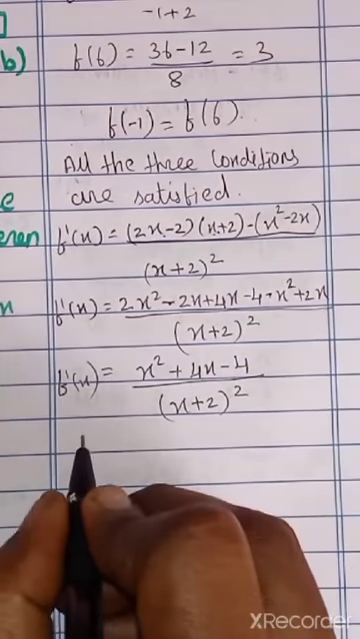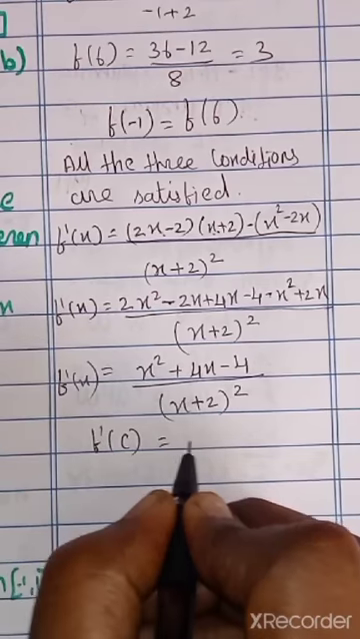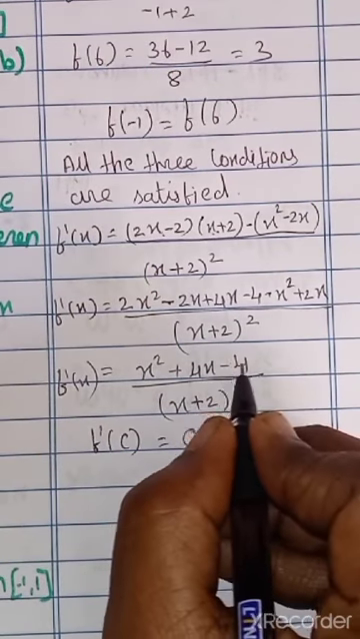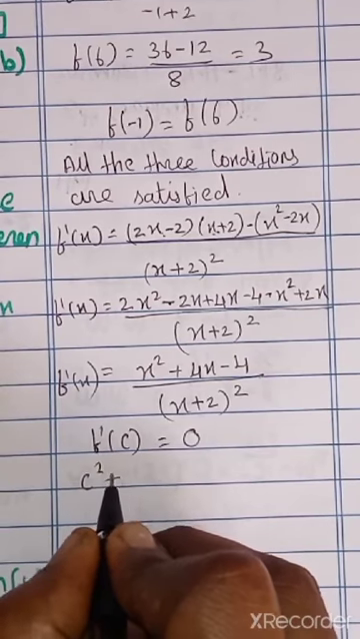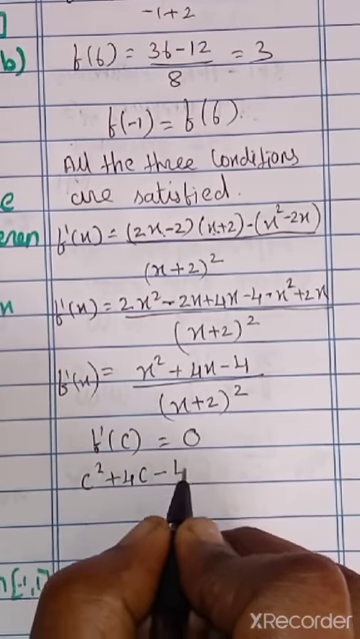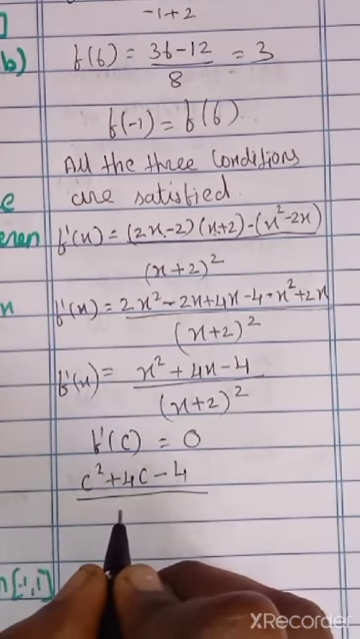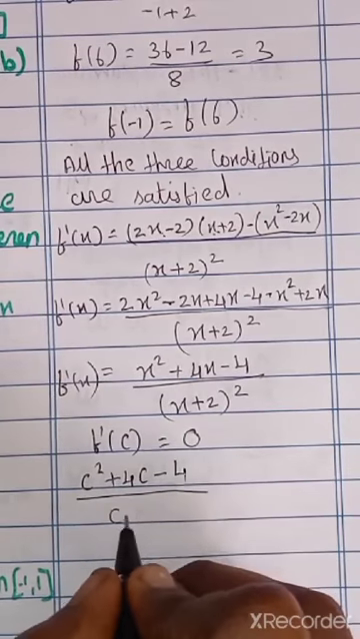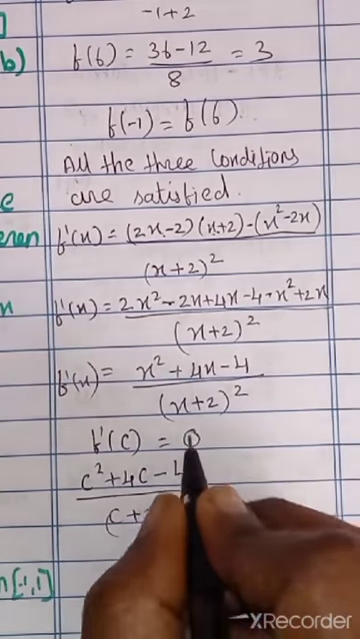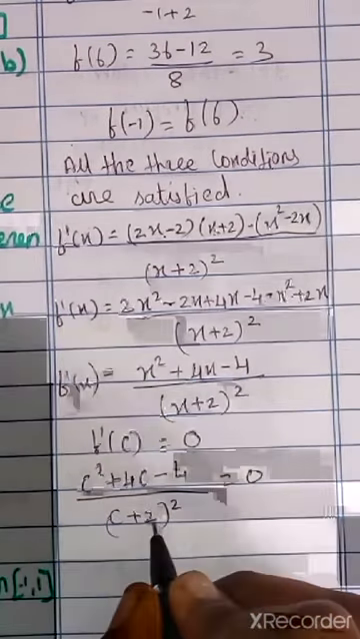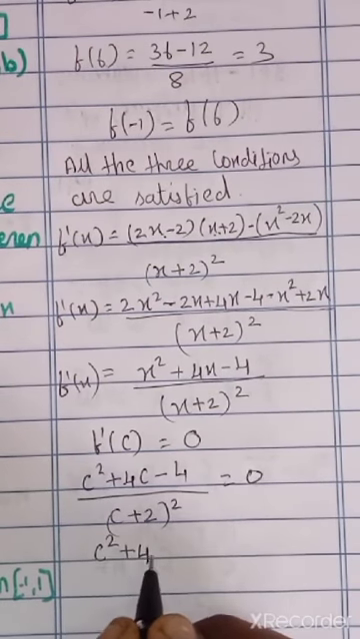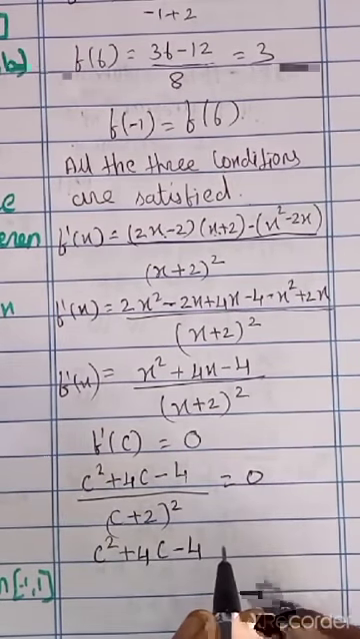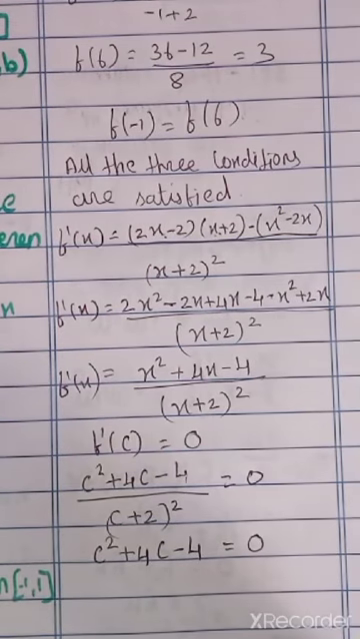Okay? So what is our definition? f dash of c equal to 0. So where x is present, what do we put? We put c. So c square plus 4c minus 4 divided by c plus 2 the whole square equal to 0. So if you take the denominator term to the other side, it is still 0. So c square plus 4c minus 4 equal to 0. Right?